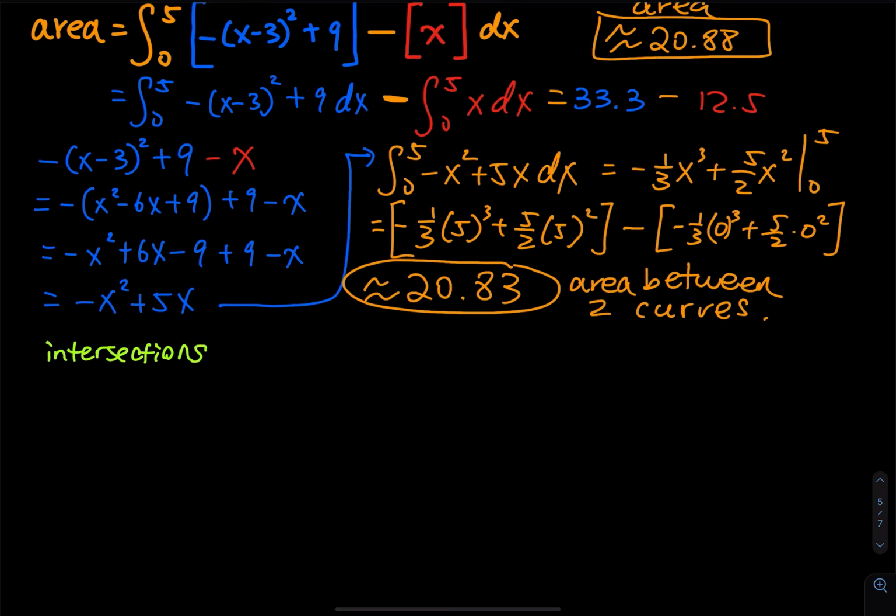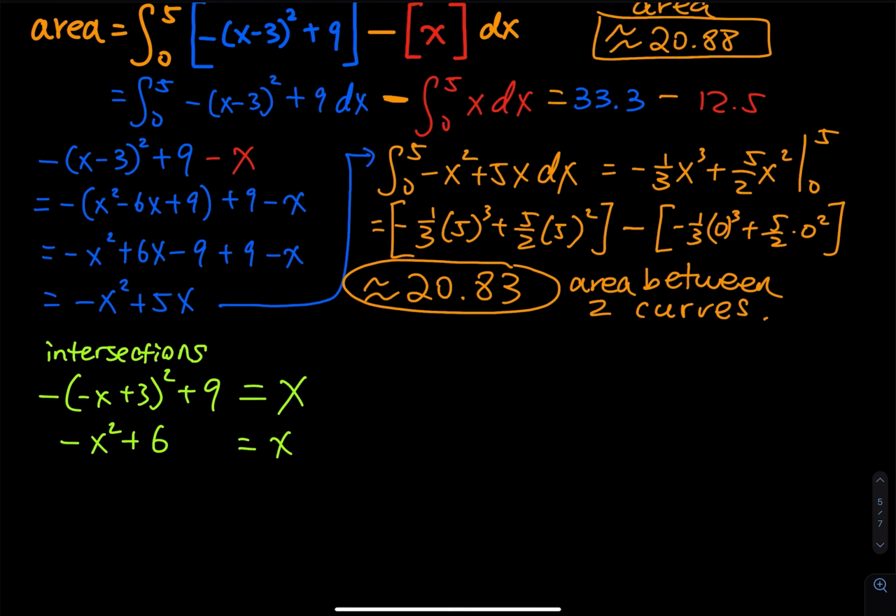So all you have to do is set the two functions equal. So negative (x minus 3) squared plus 9, this is the parabola. You set that equal to the straight line. Because they intersect at 2 points, you should get two answers. And then this is negative x squared plus 6x. This side is equal to x.